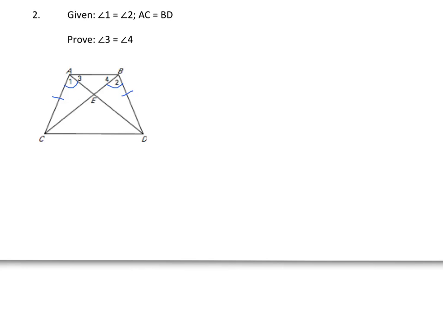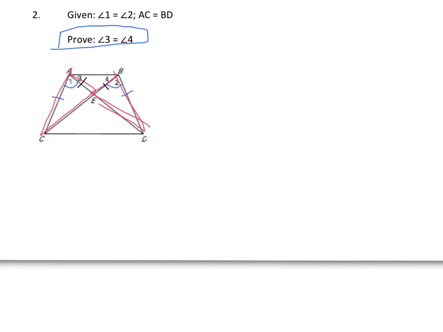Alright? Now, we're trying to prove that angle 3 is equal to angle 4. That's these two angles right above 1 and 2 there. Now, if we can get these two triangles equal, or congruent, AEC and BEC, if we can get those two triangles congruent, then we can say that corresponding sides would be equal, meaning that these two sides would be equal once we get the triangles congruent.